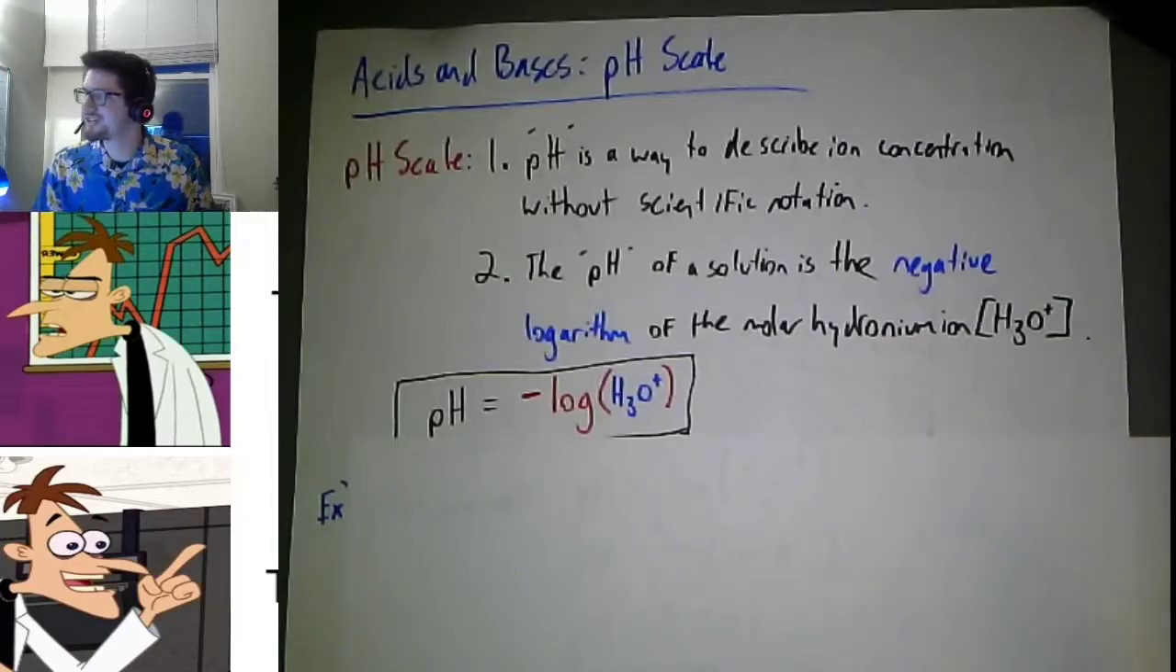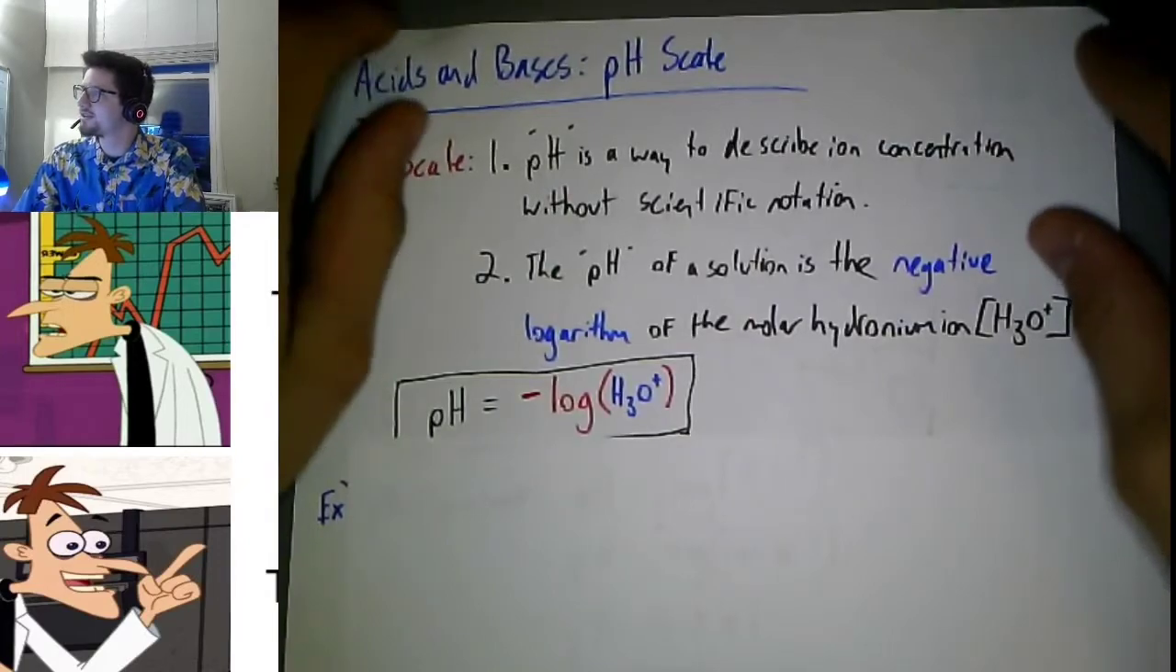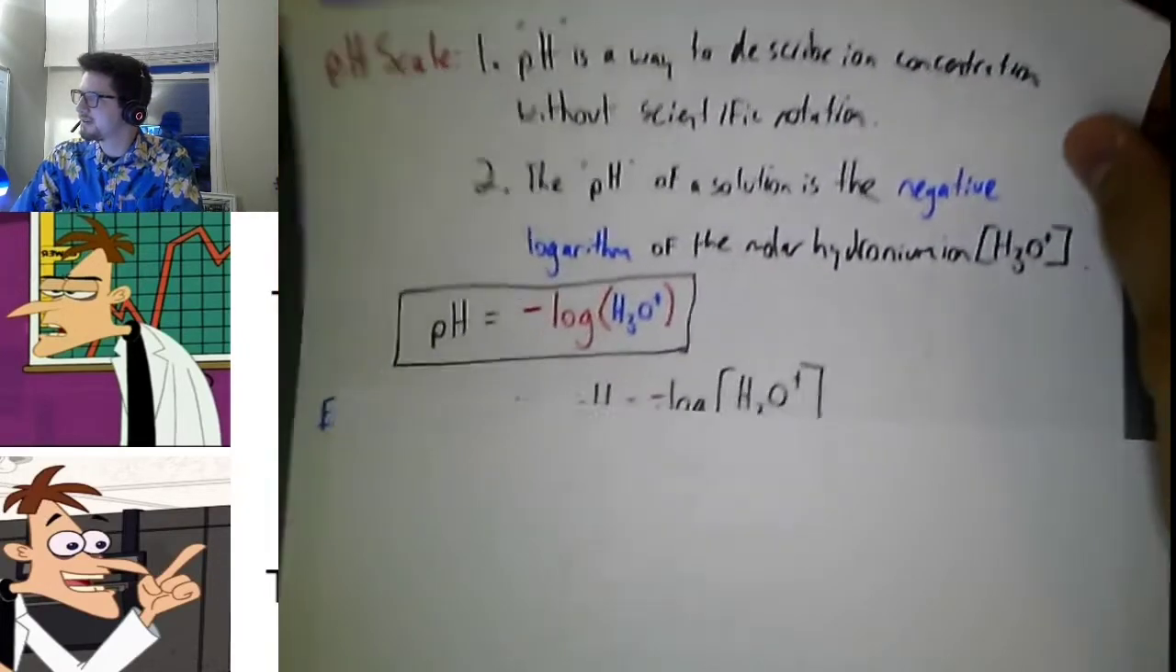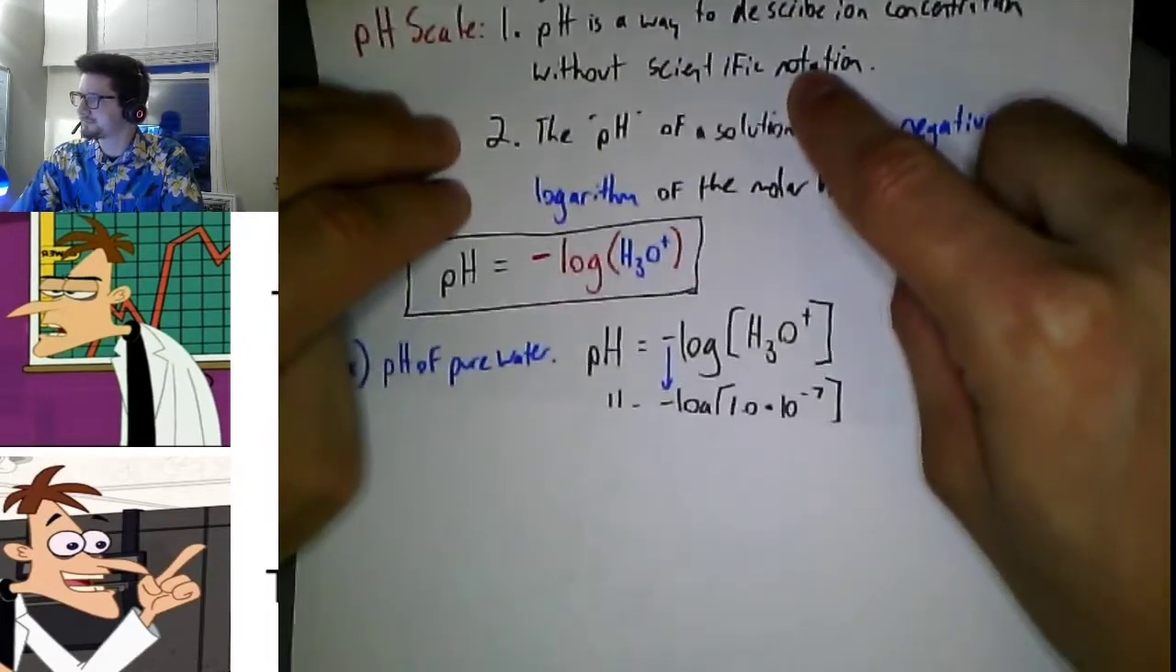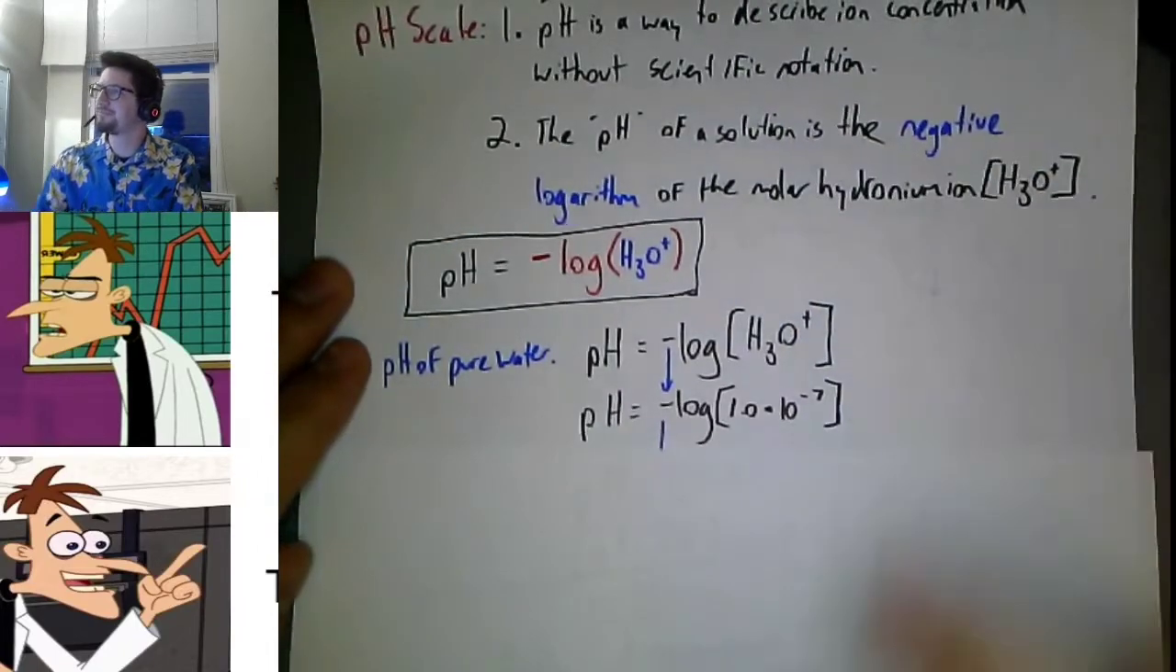And this equation is literally as complicated as pH gets. Tomorrow we'll be talking about pOH, and that gets a little weird. But today we're just talking about pH. So basically, we're about to prove number one by doing number two.